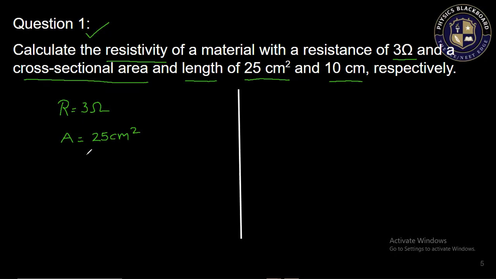Before that, I just want to convert this area of cross section into meters. 25 into centi means you can take 10 power minus 2 meters square. Now, coming to the length, the length of the material is given as 10 centimeters. I want to convert this into meters, so 10 centimeters equals 0.1 meter.